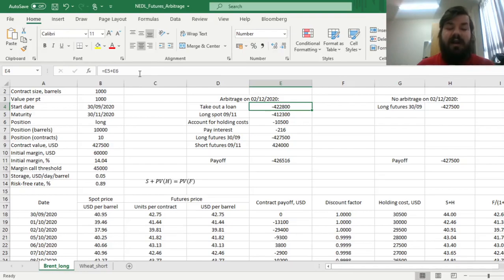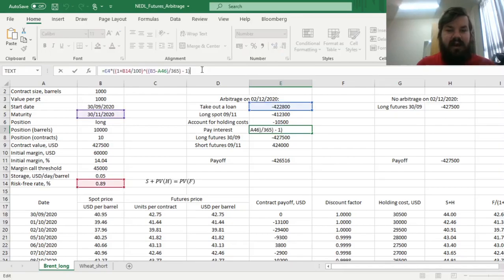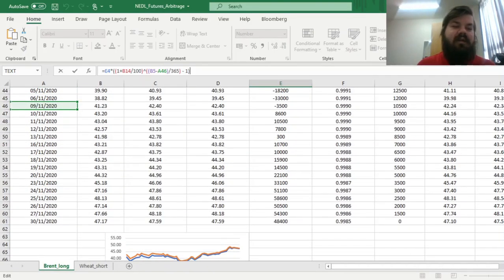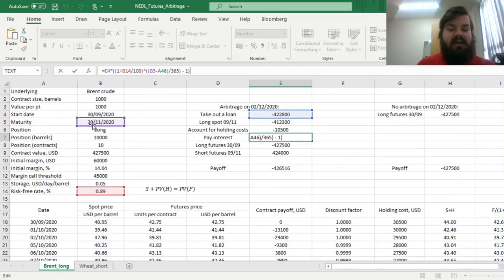So on the 9th of November 2020, we need to take out a loan that corresponds to $422,800, and we need to pay interest for this loan, taking into account the loan principal and the maturity of the loan. And here the loan would be quite short term. It would just be 21 calendar days, because we take it out 9th of November and repay it 30th of November.